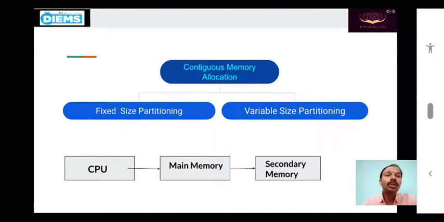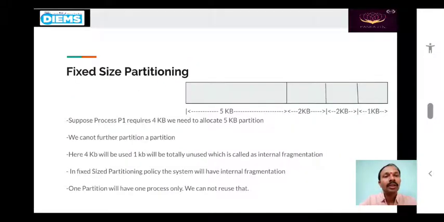Now talking about contiguous memory allocation, it is basically of two types: fixed size partitioning and variable size partitioning. Now let us start with fixed size partitioning first. As we are observing with this diagram, I have tried to keep similar diagrams as compared to the previous video, because our purpose is to understand the concepts. The similar diagram will help us in differentiating the different types of concepts.